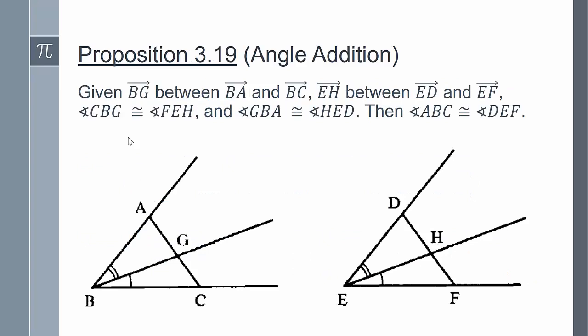Proposition 3.19 is an angle addition result. Given ray BG between rays BA and BC, and ray EH between rays ED and EF, and given that angle CBG is congruent to angle FEH, and angle GBA is congruent to angle HED, then when we add these congruent angles together, we get that angle ABC is congruent to angle DEF.